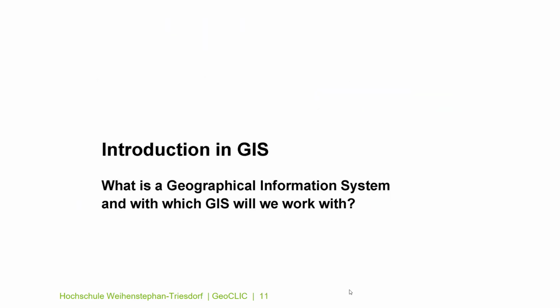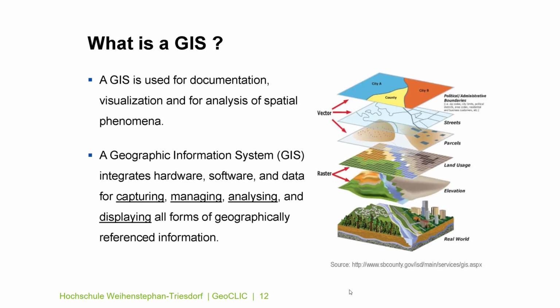So what is a GIS, a Geographic Information System? GIS is used for documentation, visualization and analysis of spatial phenomena. It's used for data capturing and managing the data. It's not a software though, it's a whole system consisting of hardware, software, user experts and network combining everything and the data. So all together, that's the GIS, the Geographic Information System.